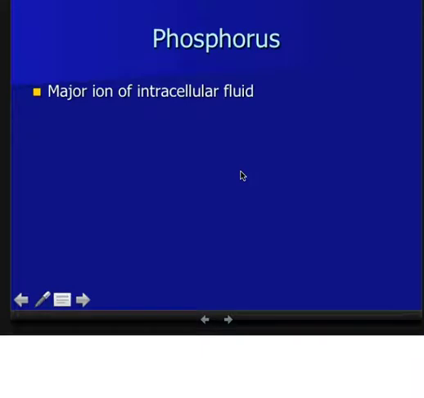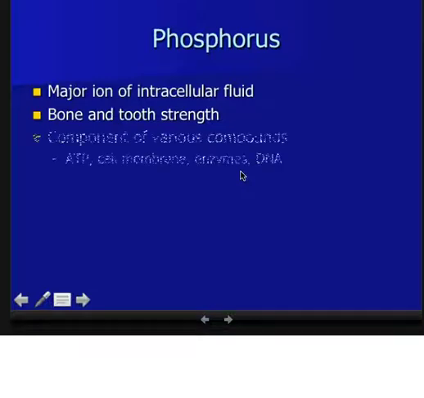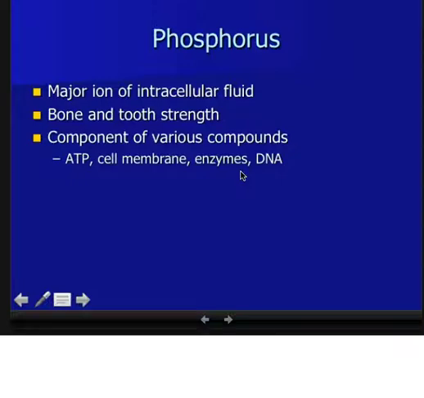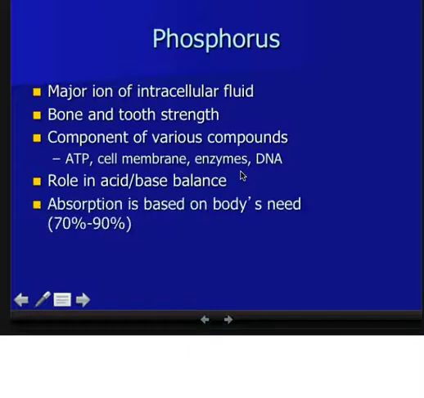Okay, phosphorus is a major ion in the intracellular fluid. It provides bone and tooth strength because calcium phosphate is the mineral component of bone that provides compression strength. And so the phosphorus goes hand in hand with the calcium. It's also a component of various compounds. We find it in ATP, cell membranes, enzymes, and DNA. So it's a pretty important component. What is its role in acid-base balance?